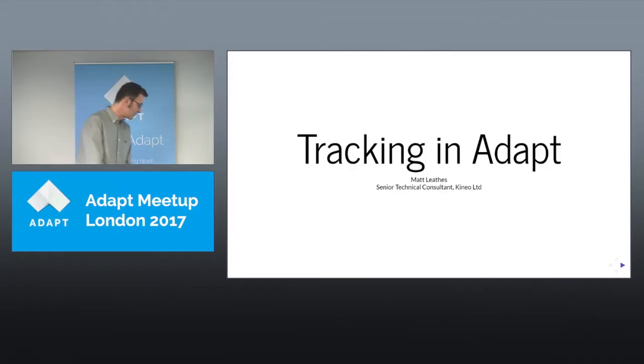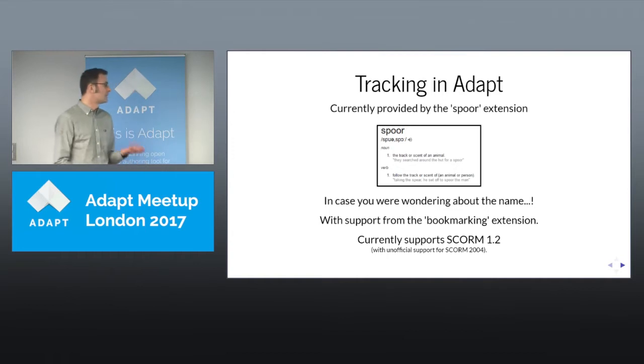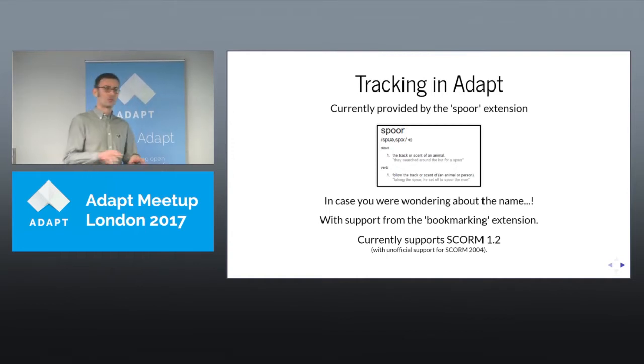So yeah, I'm going to talk to you today about tracking in Adapt. Tracking in Adapt is currently provided by the Spoor extension, but there's also a bit of support from the bookmarking extension, and I'll come back to that shortly. The main thing is it currently supports SCORM 1.2. It's got unofficial support for SCORM 2004.